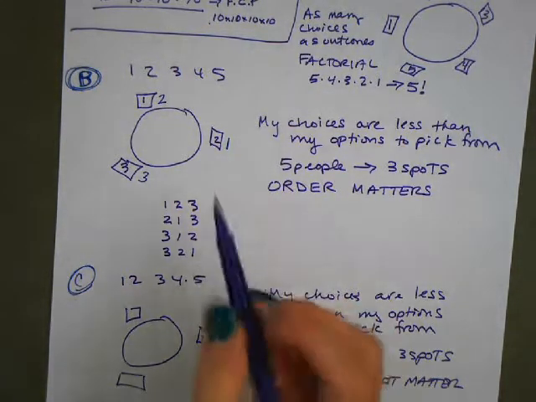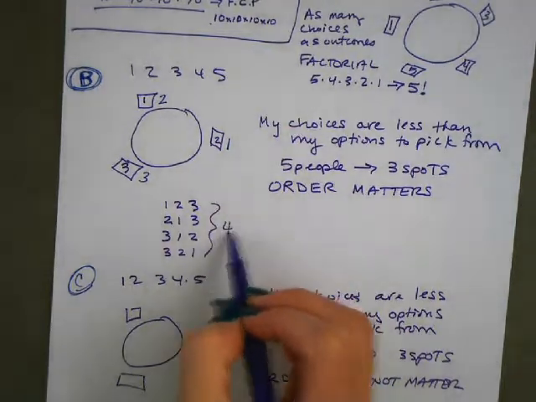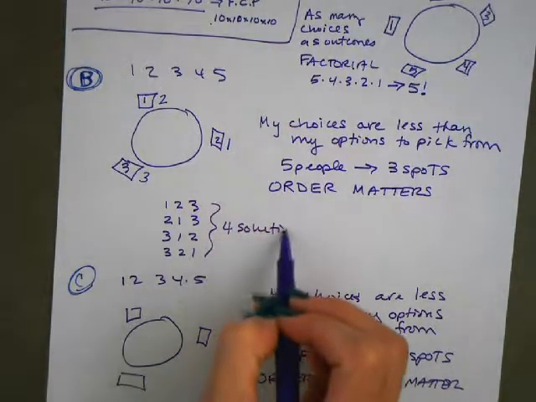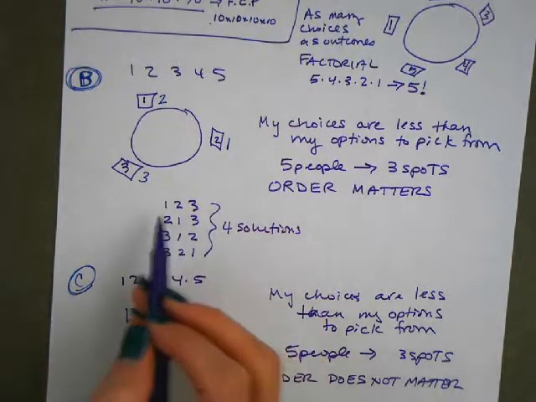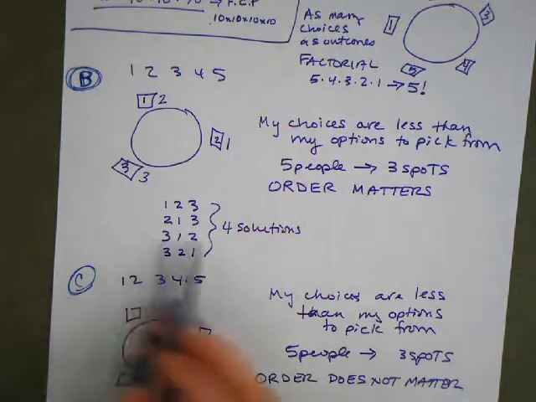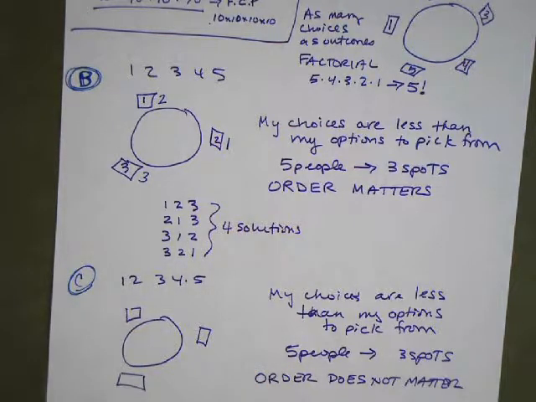Okay? So I have the same numbers, or the same picks, but I put them in different order. And when I put them in different order, notice how I now have multiple solutions with just those 3 numbers. Right? Here, order matters. This is one solution, that's another solution, that's another solution, that's another solution. Okay?